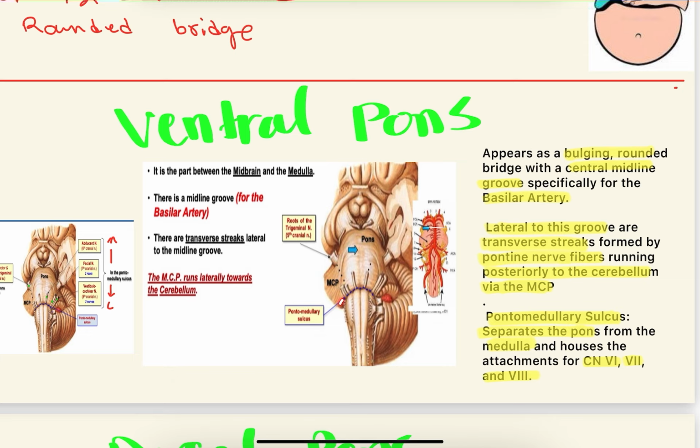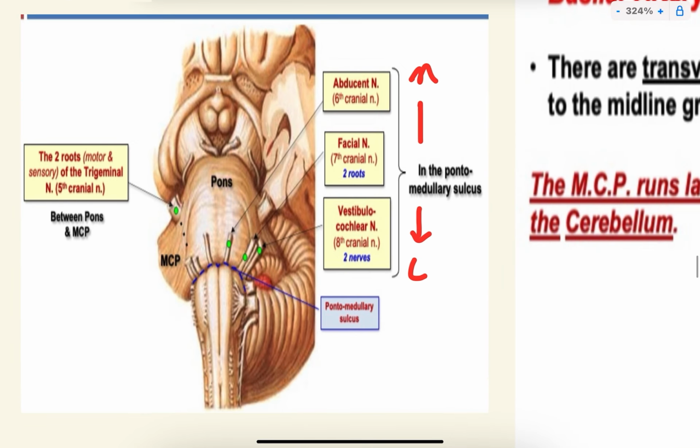And then I have this sulcus here called the pontomedullary sulcus. It's what separates the pons from the medulla, like this. And it has what? Cranial nerves 6, 7, and 8. We're going to take a look at it here. So what do I have here? 6, 7, and 8, right? From medial to lateral, I have the abducens, then the facial, and then the vestibulocochlear. And very important to know that up here it's not related to the sulcus.